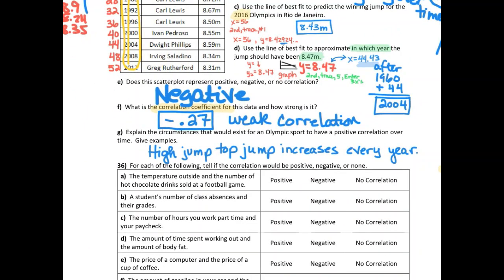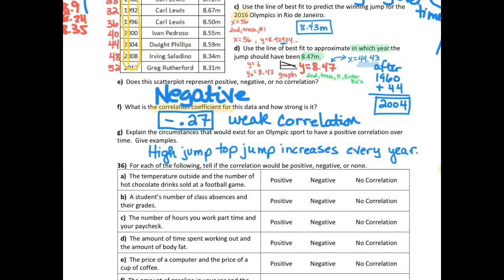So now for number 36, which is the last problem, yay. Remember that what we said is that positive correlation means both values increase or decrease. They're either high when the other one's high or low when the other one's low. Negative correlation means that as one quantity gets higher, the other one gets lower. And no correlation means there's really no relationship between the two values.